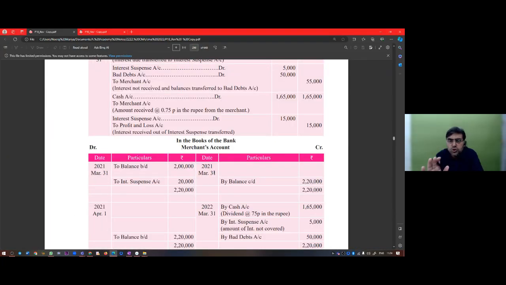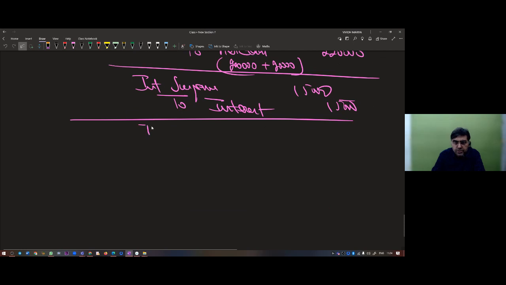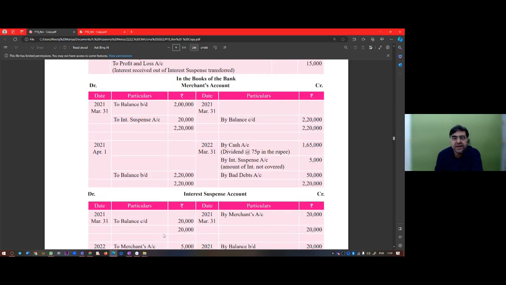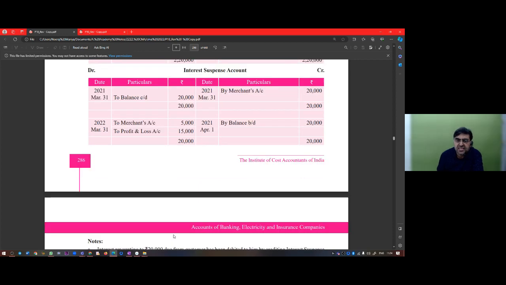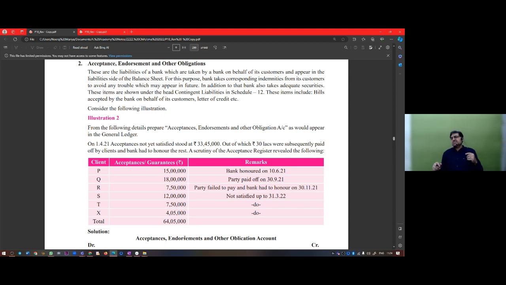We have done one question beautifully. And of course, this interest income will go to the P&L account, need not say. Next question, after making entries, you can make the ledger of that merchant. You can make the ledger of interest suspense, looking at the entries. Now, next point. I give you a minute to revise this topic.